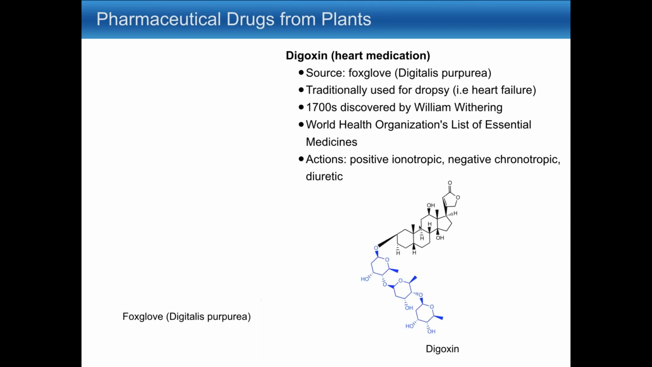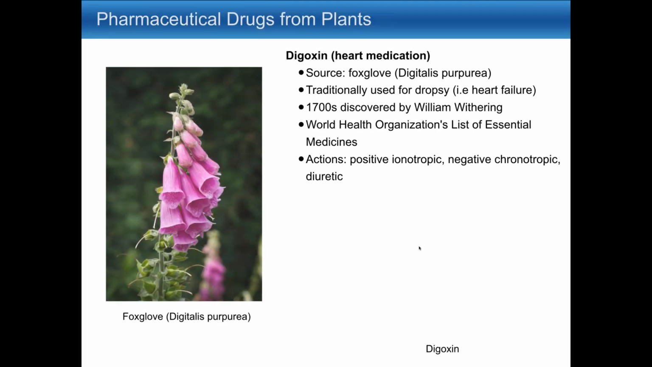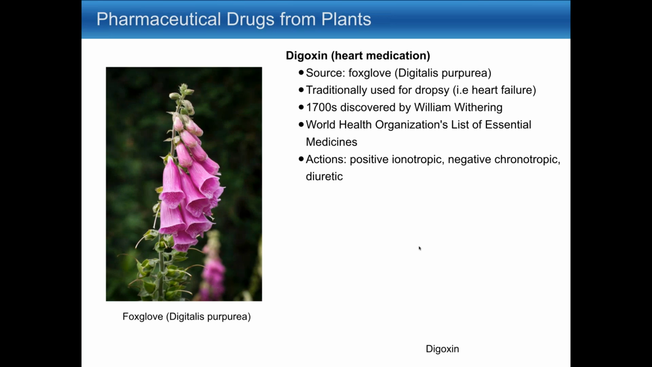And the way that it functions, there's the compound there. So digoxin, what it does is it acts as a positive inotropic substance. And what that means is ions, meaning like the calcium and the sodium, things like that, it increases the force of contraction of the heart. Chronotropic refers to time, so a negative chronotropic substance slows down the heart rate. So what digoxin does is it increases the force of contractions and slows down the rate at which the heart pumps, and as a result, it makes it work more efficiently.